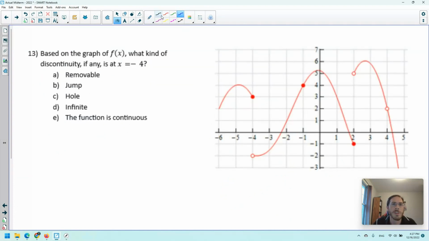For 13, what kind of discontinuity, if any, is at x equals -4? So if we look here at x equals -4, we can see we have this big gap. When we have that big gap, that's a jump discontinuity. A removable discontinuity is the same as a hole, so you shouldn't pick that one, but this would be the removable discontinuity. There's one right there. An infinite discontinuity, they don't have one on this graph, but that would be if there were some asymptotes. So if we were to throw an asymptote in right here, that would be an infinite one. And the function is not continuous because we can see that there's a couple gaps in it. So that's what we got for 13.